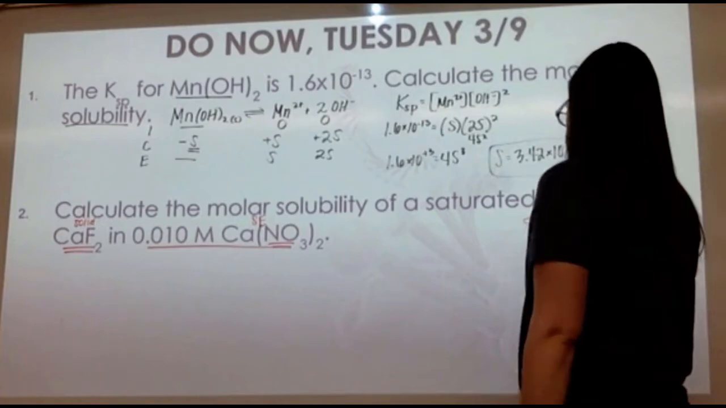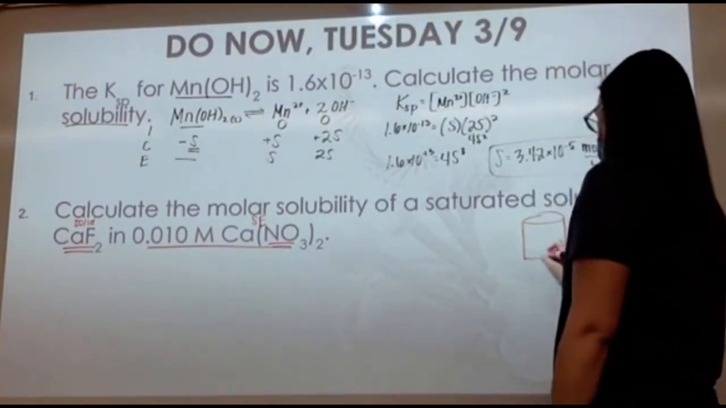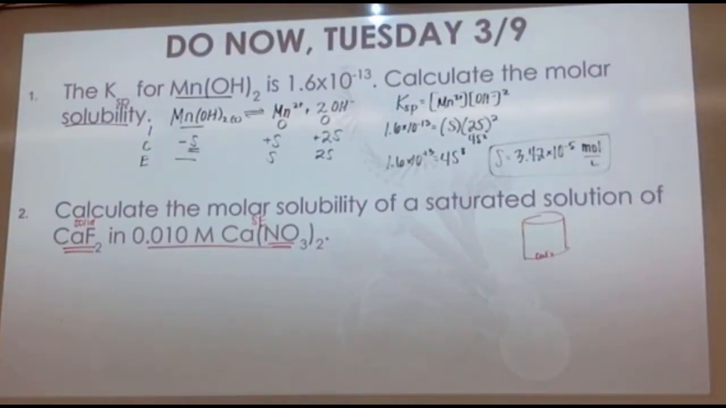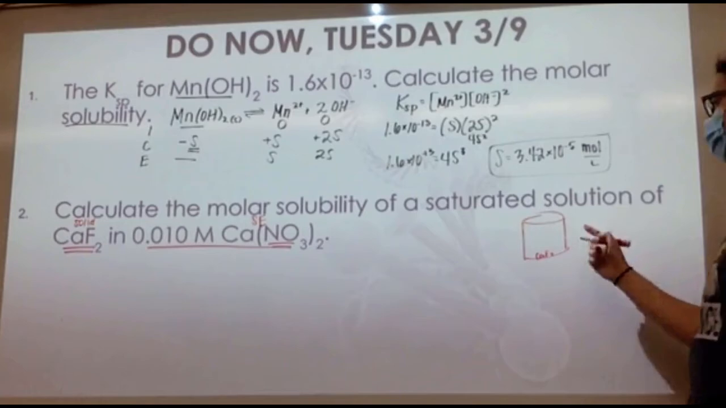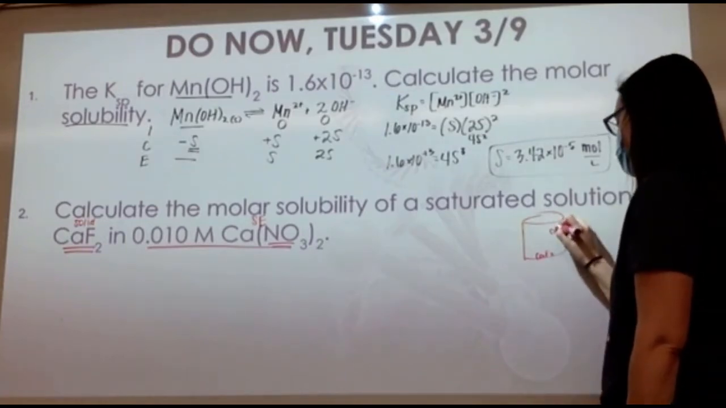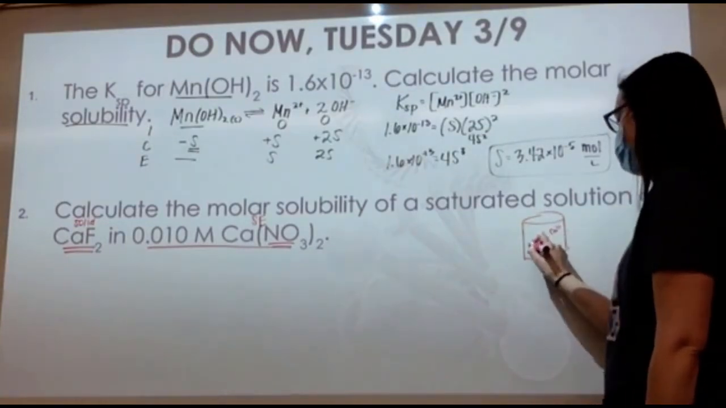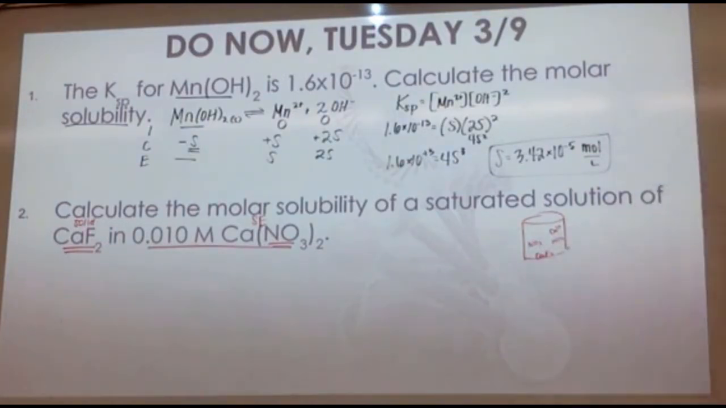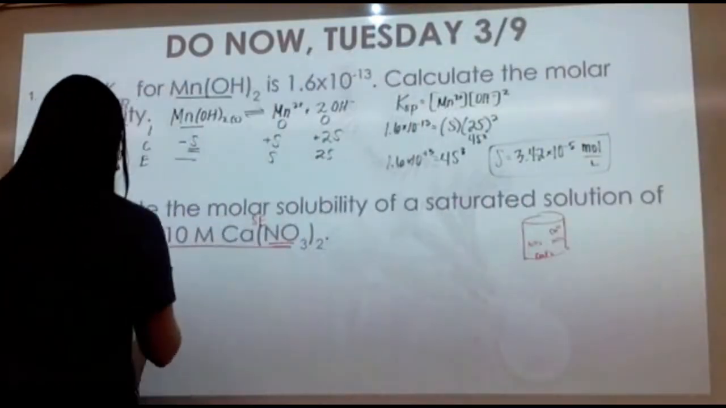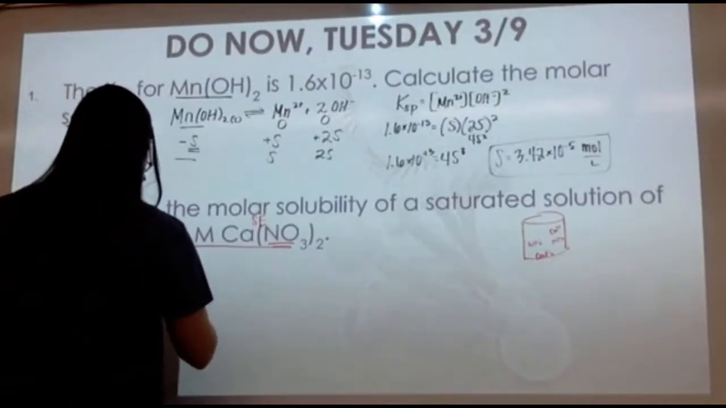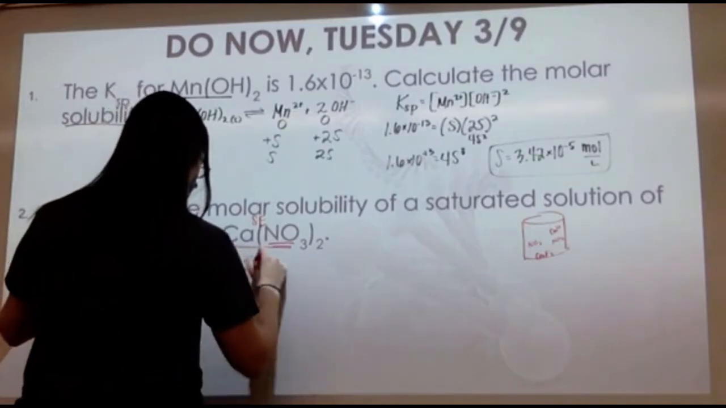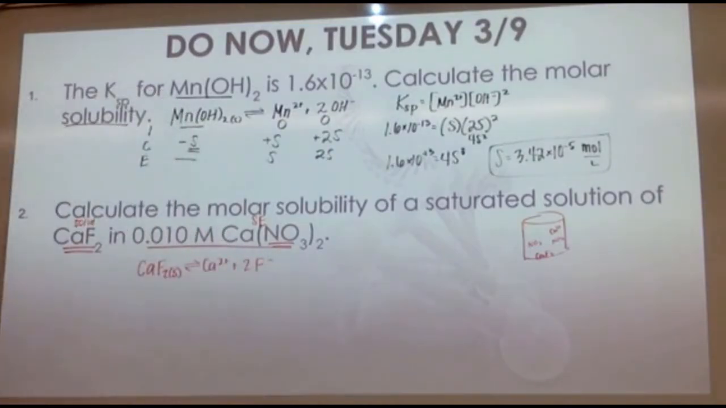So 0.01 molar calcium nitrate means that we have 0.01 molar of Ca2+ in the solution. If we think about what's in the beaker, we have some calcium fluoride solid down here at the bottom, before it partially dissolves. And we have some Ca2+, some NO3 minus. So when we think about calcium fluoride, we'll start by writing the equilibrium. Calcium fluoride is a solid at equilibrium with Ca2+ and 2F minus.